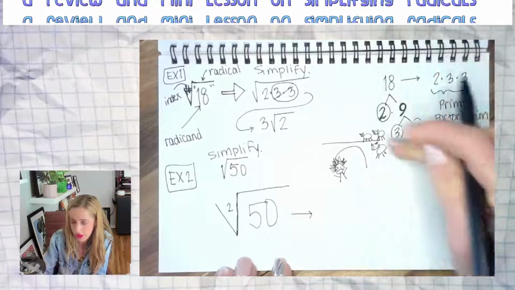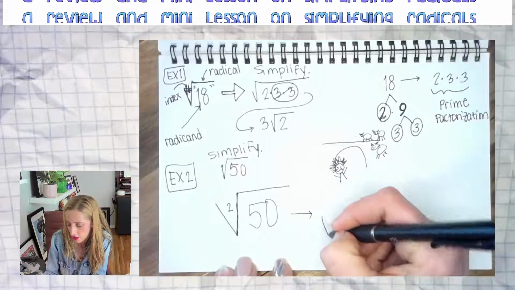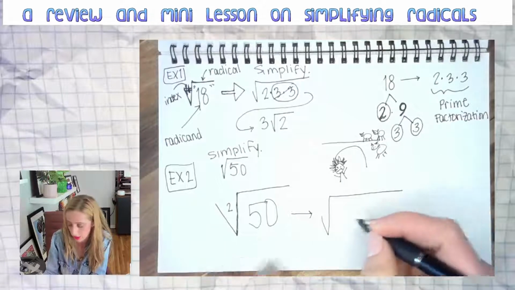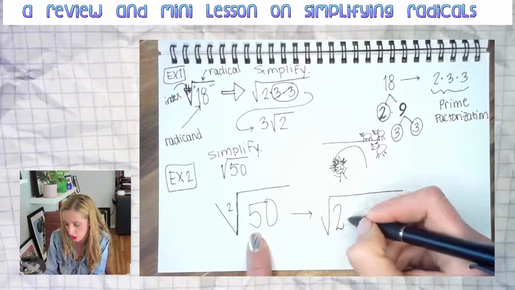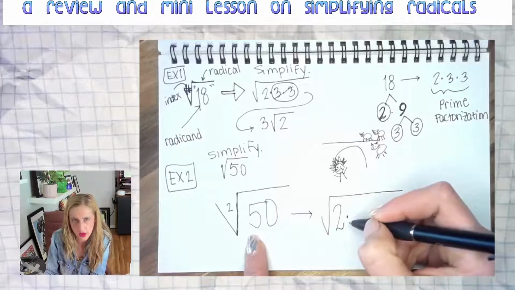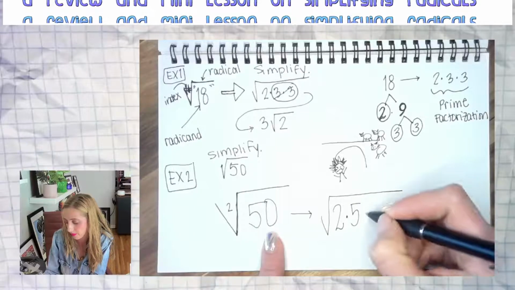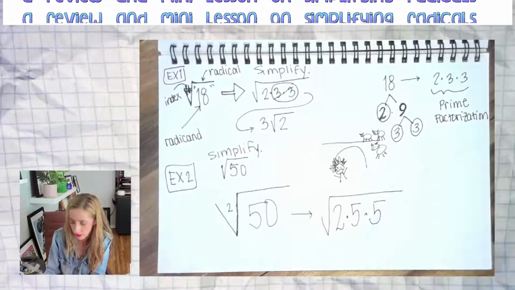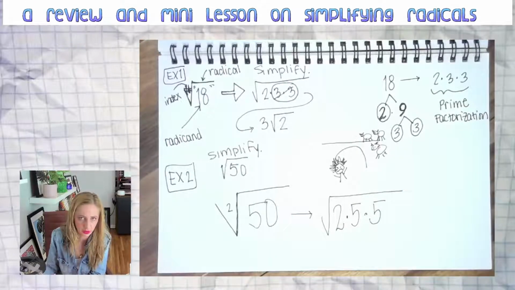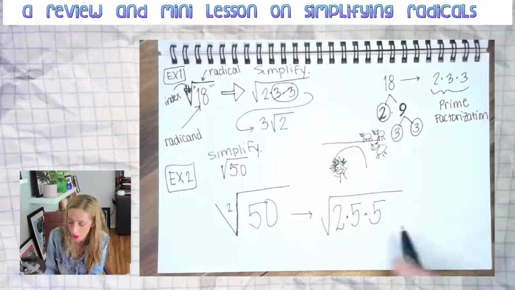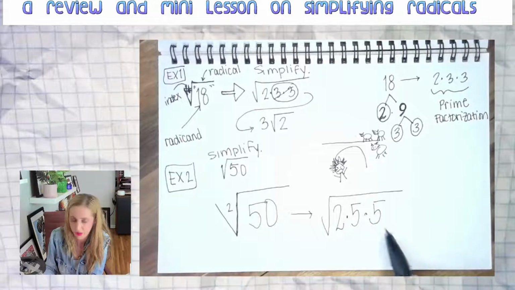You don't always have to make a tree like we did up there. You sometimes could just do it right underneath the radical. So 50 is even. I'm going to use 2 times what? 25. Well, what's 25? 5 times 5. So these are my billy goats. As a pack, they're 50. But when I break them apart, 2, 5, and 5.